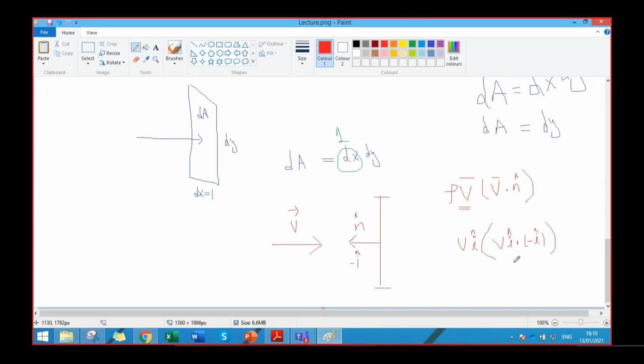Yes, sir. So I dot I would be 1, but there will be a negative outside, right? Minus v square into I. The result of this equation would be like this, right? Minus rho v square into I. So is that clear?